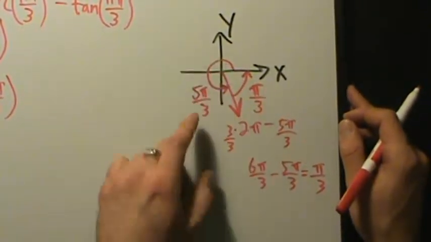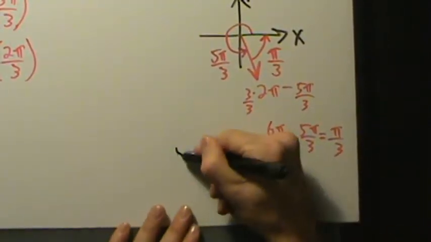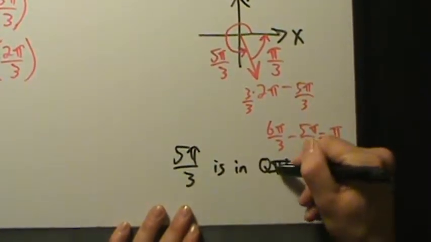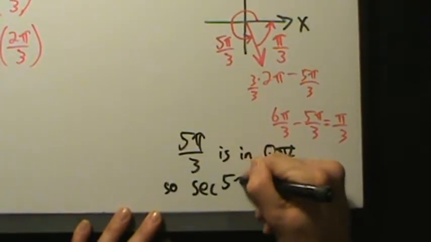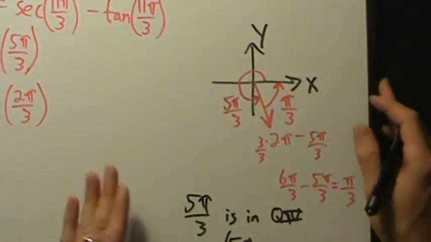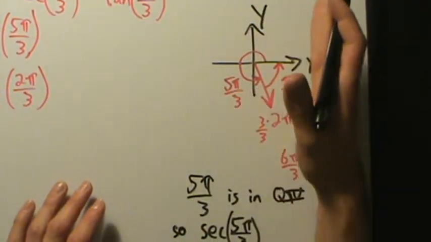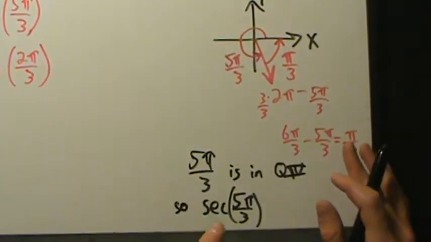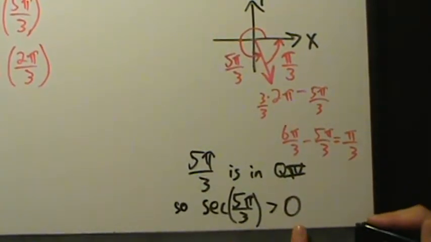So 5 pi over 3 is in quadrant 4, so let's write that down. 5 pi over 3 is in quadrant 4. So what could we say about the secant of 5 pi over 3? So the secant of 5 pi over 3, is it positive or is it negative? If you're in quadrant 4, remember quadrant 4 is to the right of the y-axis, so that corresponds to positive x-coordinates on the unit circle. So the cosine is positive. Since the cosine is positive and secant is 1 over the cosine, then secant is also positive. Okay, so in quadrant 4, secant is positive.